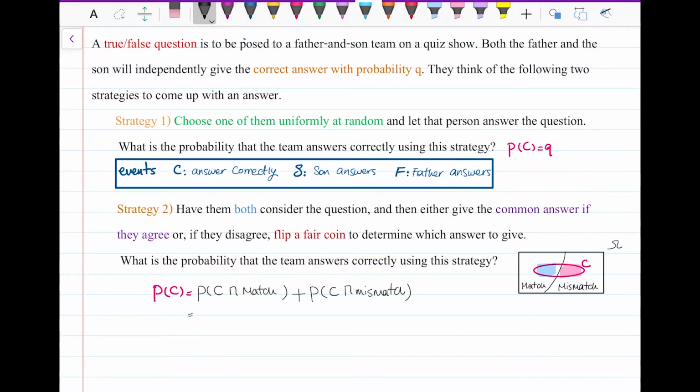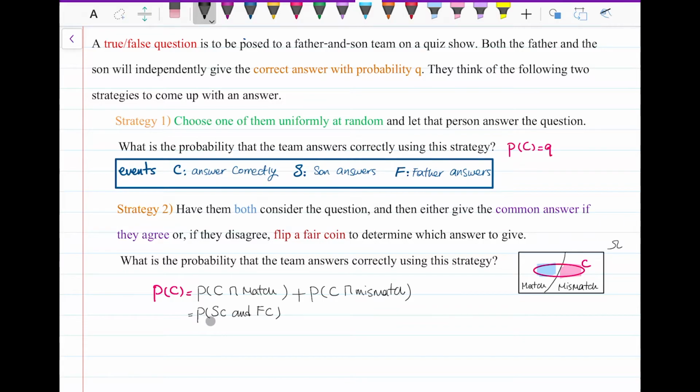So in that case, it's easy. It's just because I can say that the son answered the question and his answer is correct, and also the father answers the question and his answer is correct. This is the only case that I have the correct answer, and since the answers match, the son and the father answer the question, because the strategy says that if they have the common answer, then either give the common answer. So we don't choose in that case.